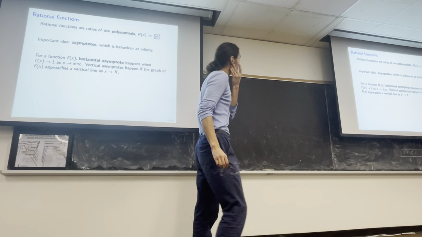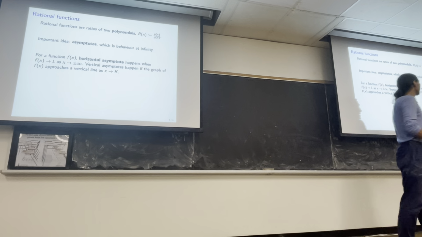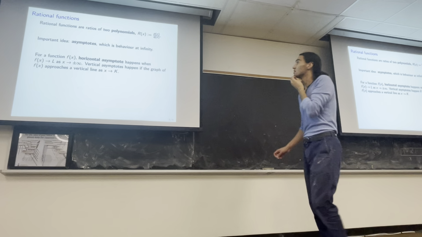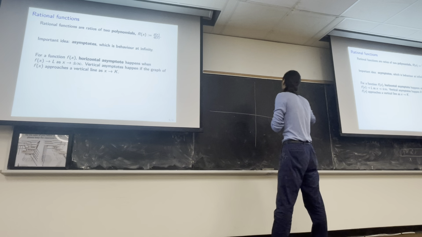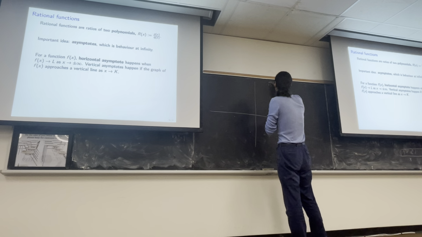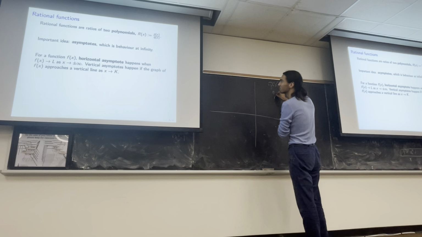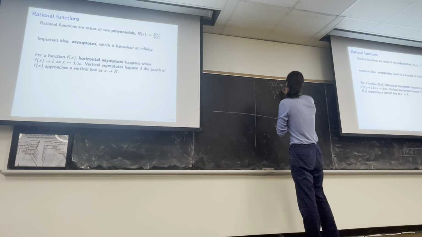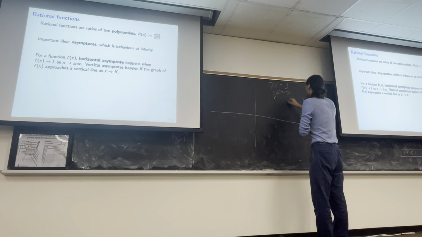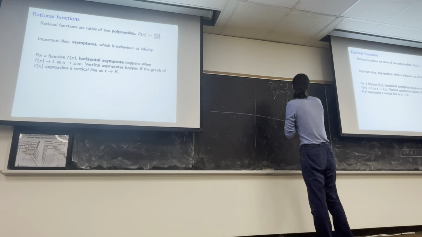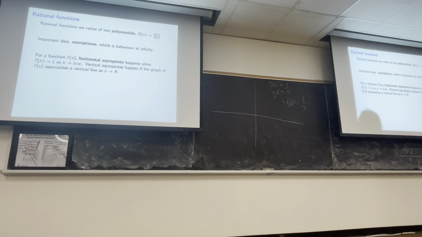All right, and so the idea here is called an asymptote, which is behavior at infinity. The idea is as follows. Let's say p of x is equal to 1, and q of x is equal to x. Then our rational function, r of x, looks like 1 over x, does it not?